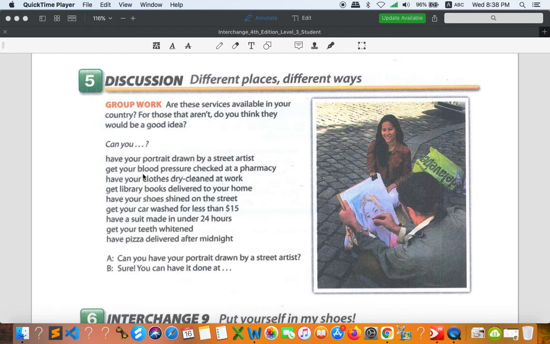Next one, can you get your blood pressure checked at a pharmacy? Blood pressure is to find out about the pressure of the blood, whether it is high or low, things like that. Okay.